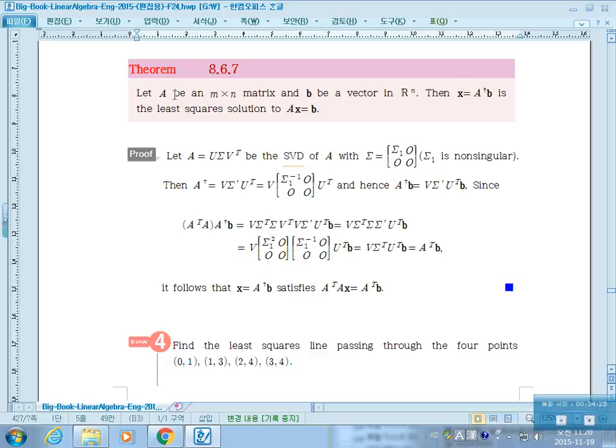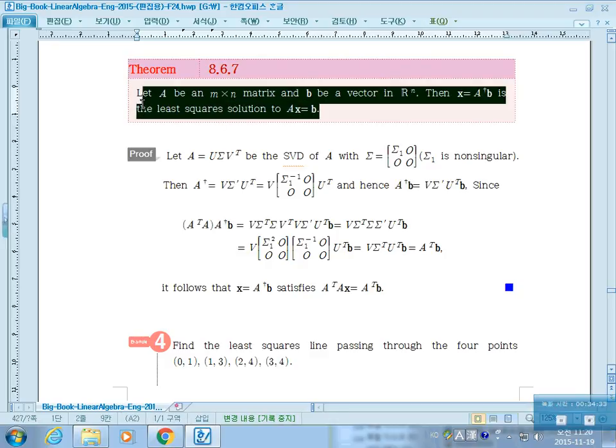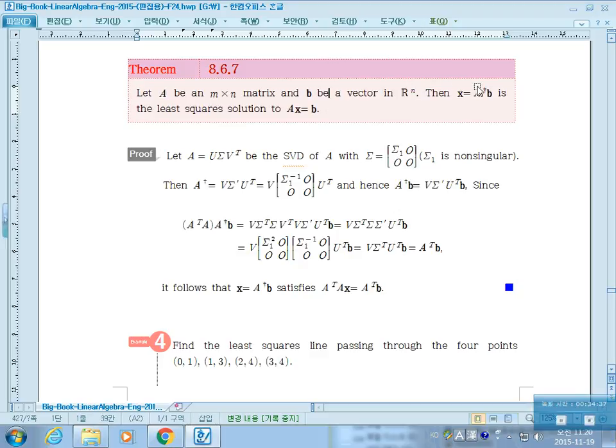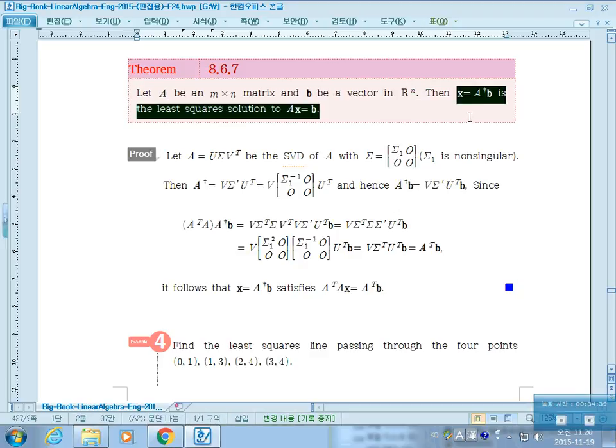Next, let A be an n by n matrix and B a vector in Rn, then X equal to A dagger B is the least square solution to AX equals B that you have learned before. So this is the least square solution for AX equals B. X is equal to A dagger B.